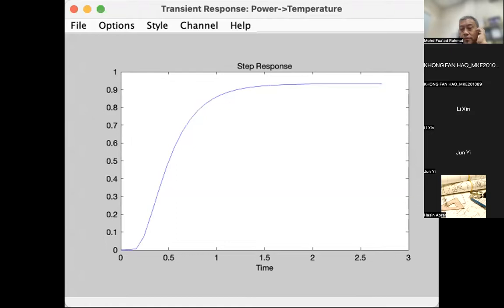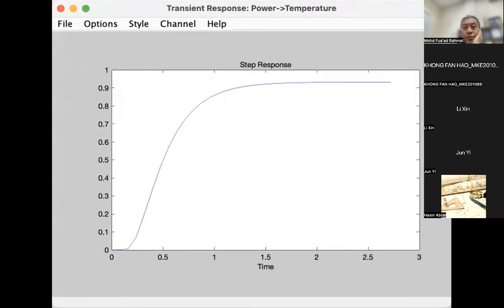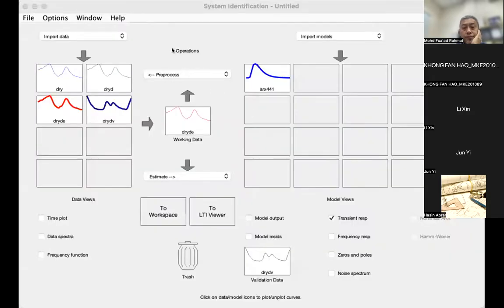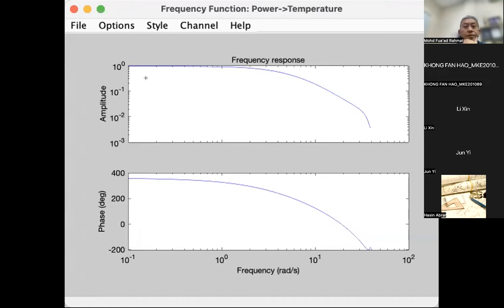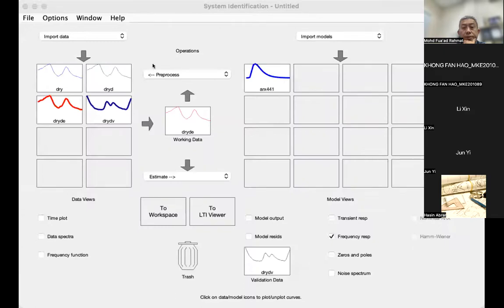For 441, you can see the frequency response as well. And then you can see the Z plane. Okay, the Z plane. Zeros and poles. Just click zeros and poles. There you see.